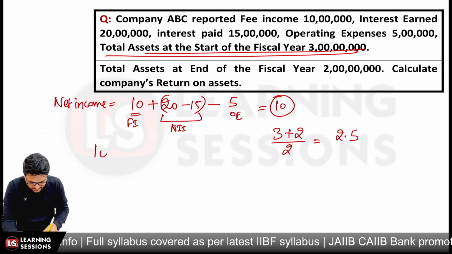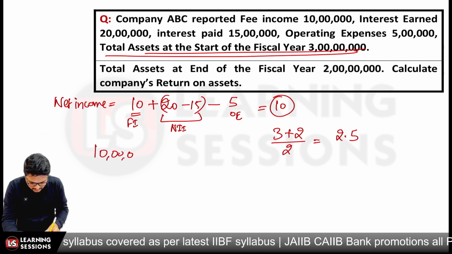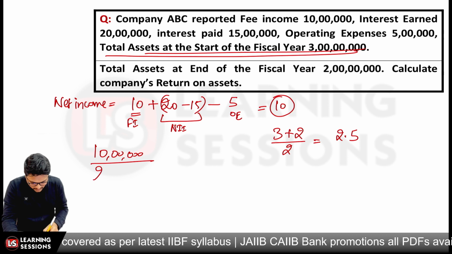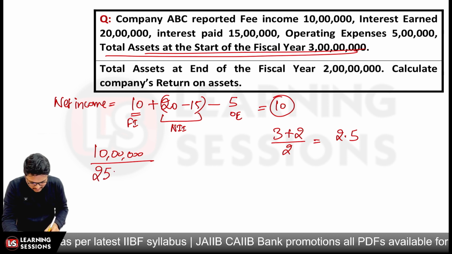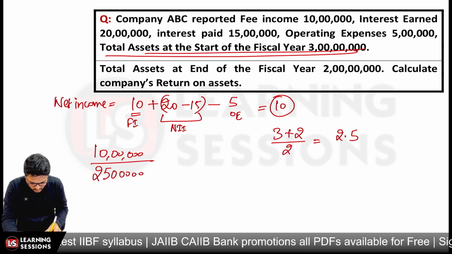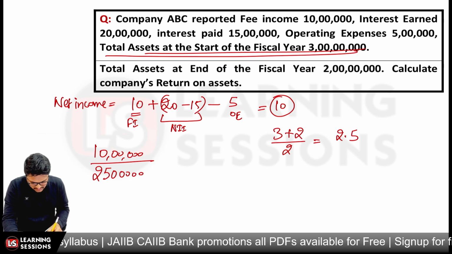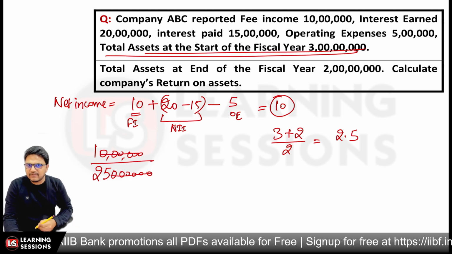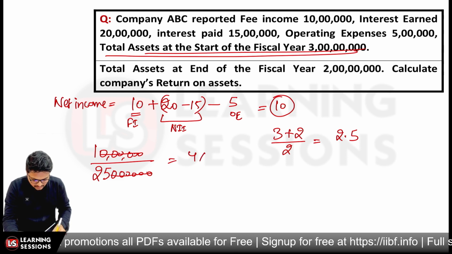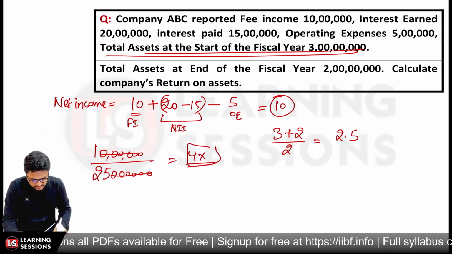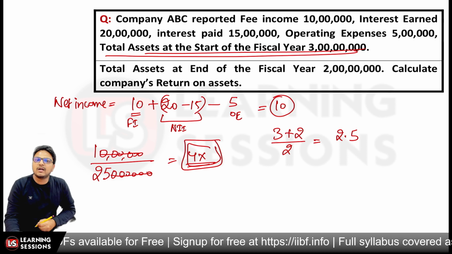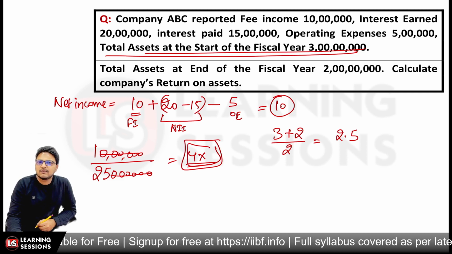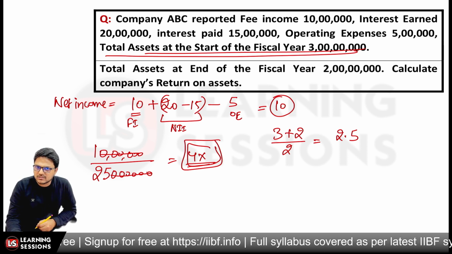So it will be equal to 10 lakh divided by 2.5 crore. That is 2 crores and 50 lakhs over there. So it will be 1 divided by 25, that is equal to 4%. So return on assets is what? Return on assets in this scenario is 4%. I hope that you must have understood the same.